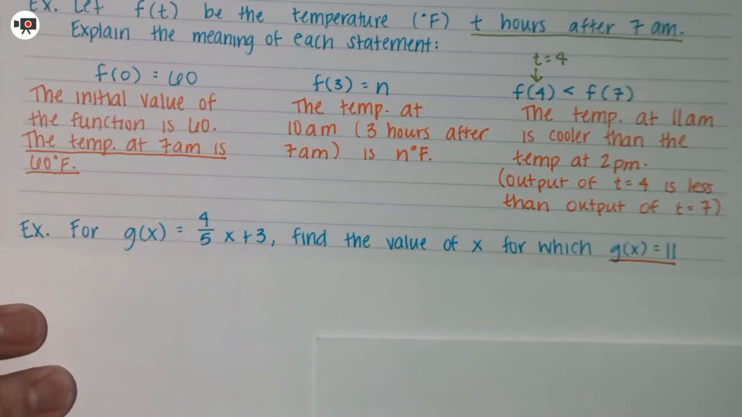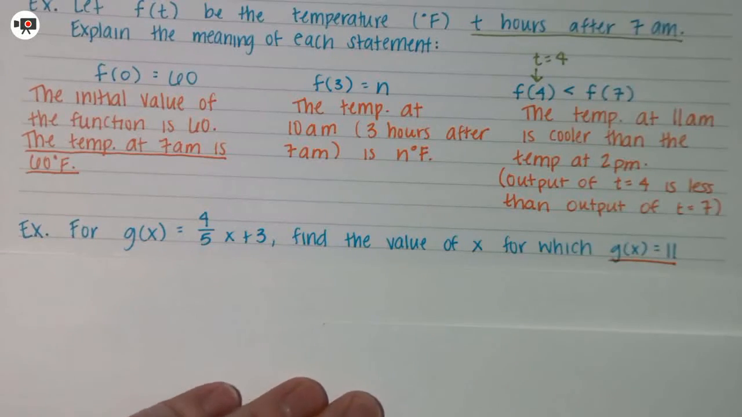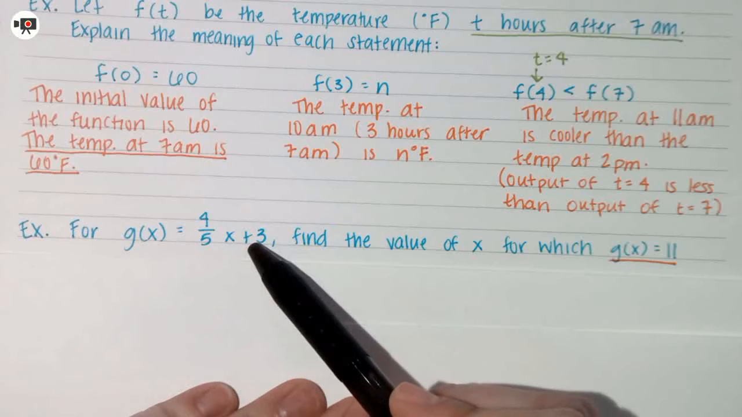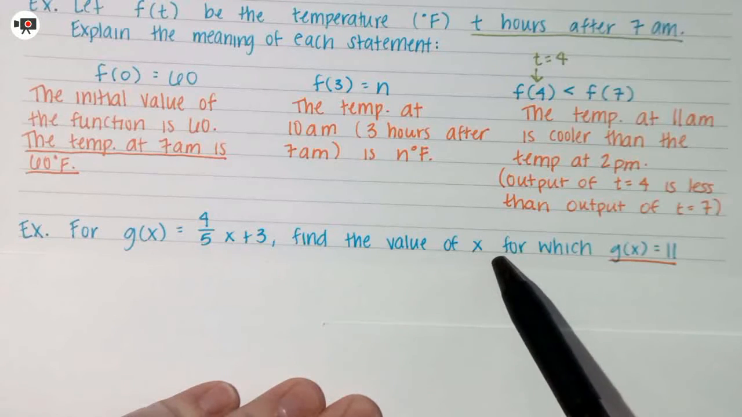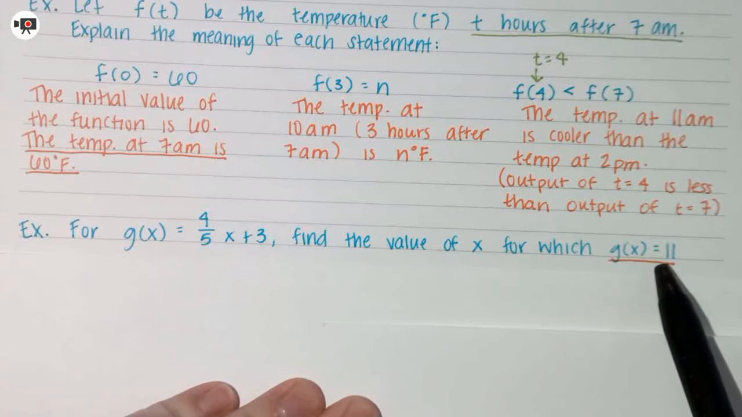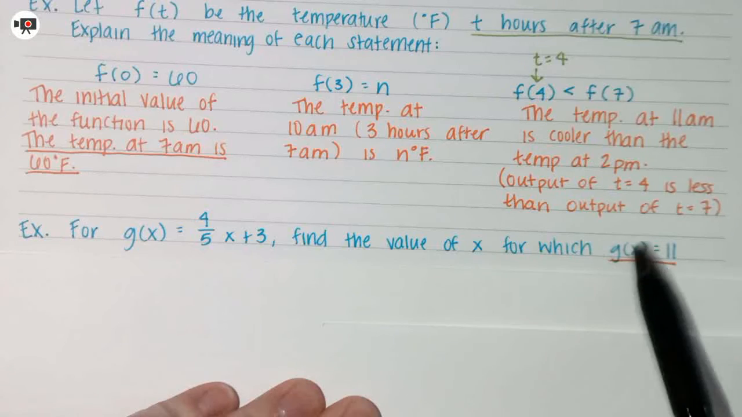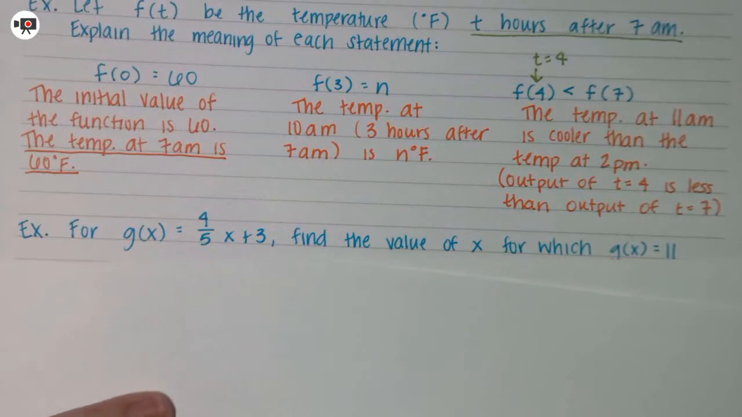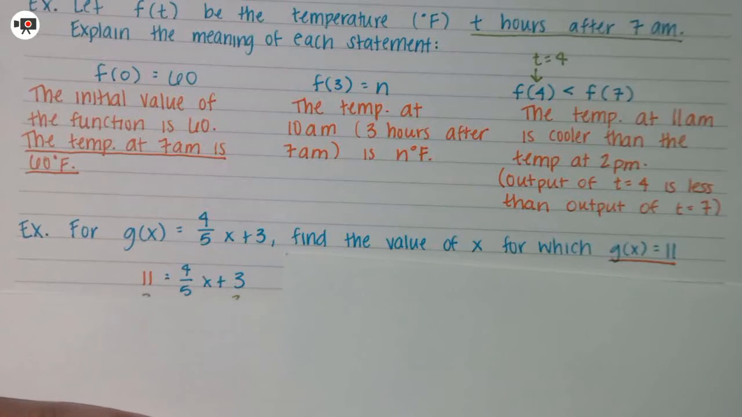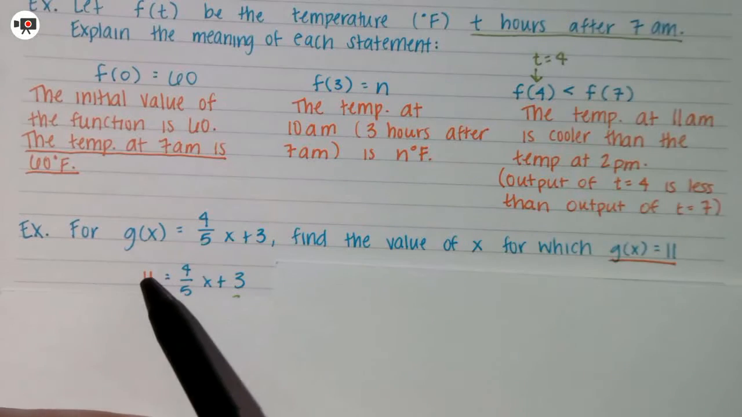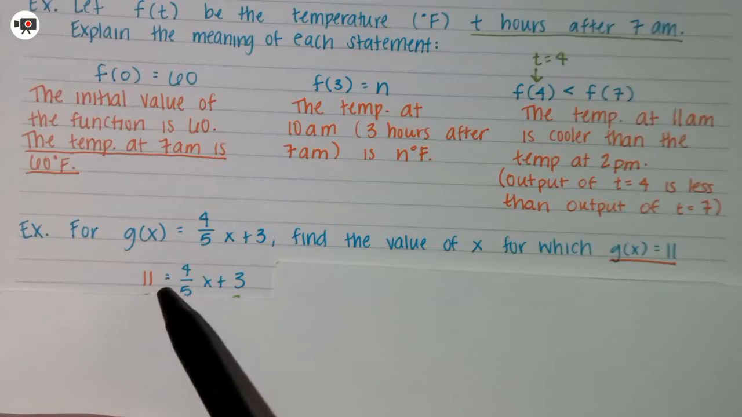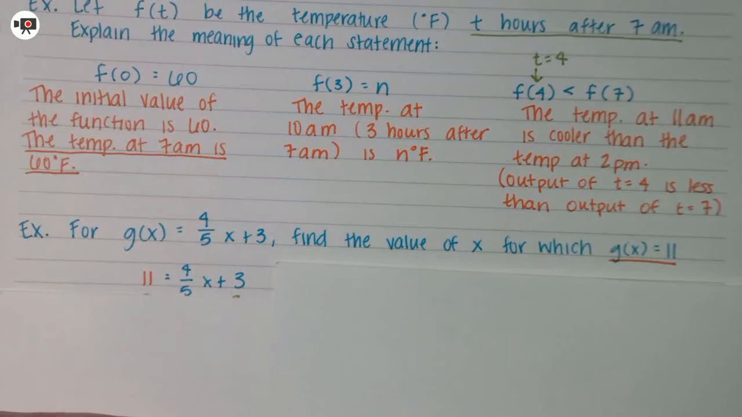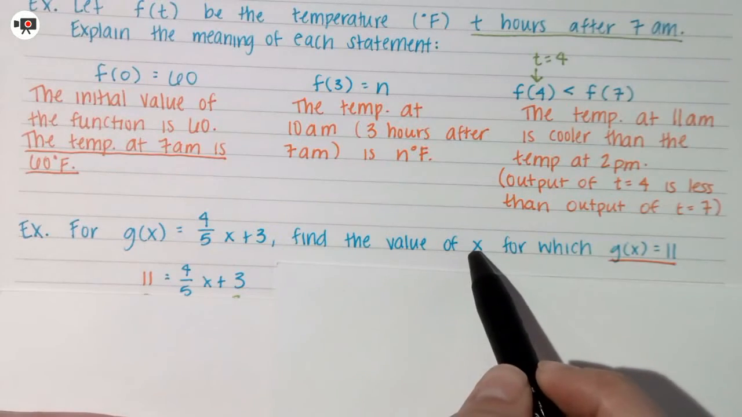Here's another example. For g of x equals 4/5 x plus 3, find the value of x for which g of x equals 11. So it tells me that instead of g of x, I have 11. So I just write, instead of g of x, I put 11. Then I have 11 equals 4/5 x plus 3. Now I only have one variable. I'm solving for x. That's what it says. Find the value of x.